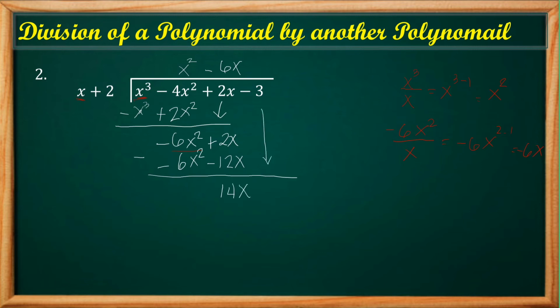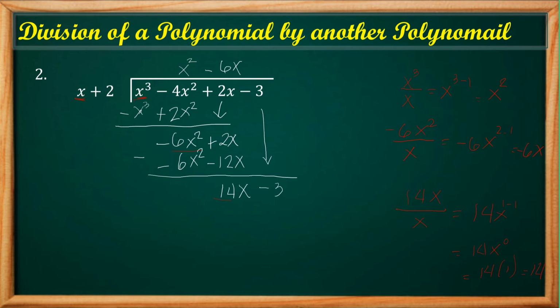Then, bring down negative 3. Our first term again is positive 14x. Ayan siya. Then divided by the first term of our divisor. It means 14x divided by x is equal to 14. Then x minus 1 minus 1. Then you will have 14x raised to 0. Then 14 times 1. Then you will have here 14.